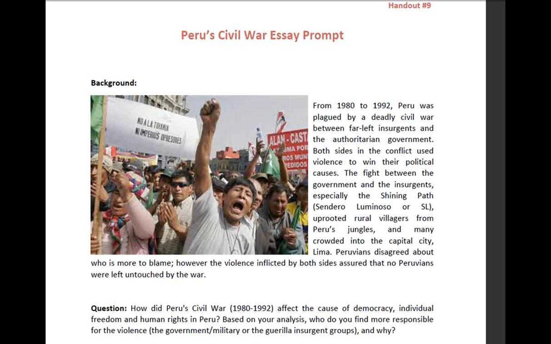groups, and why? So students are asked, in this case, to take a stand, in other words, using all of the evidence, all of the materials that they've been provided with over the course of this lesson, so looking at the historical background, looking at the timeline of events, looking at this documentary, looking at propaganda posters and some other primary sources, and also looking at the Lost City Radio text, come up with an argument about how Peru Civil War affected the cause of democracy. And that's the ultimate assignment that students will do in this lesson.